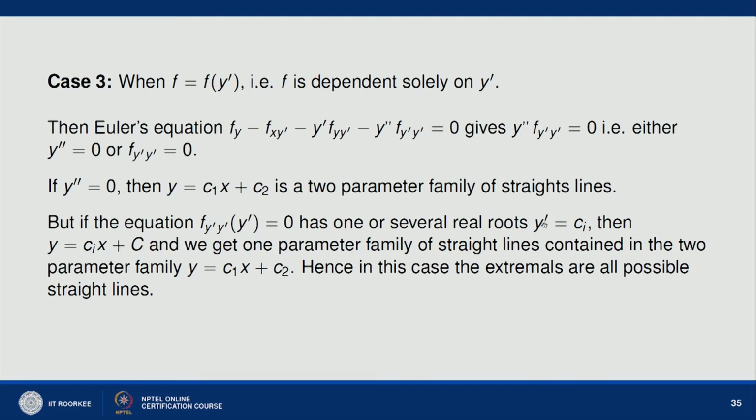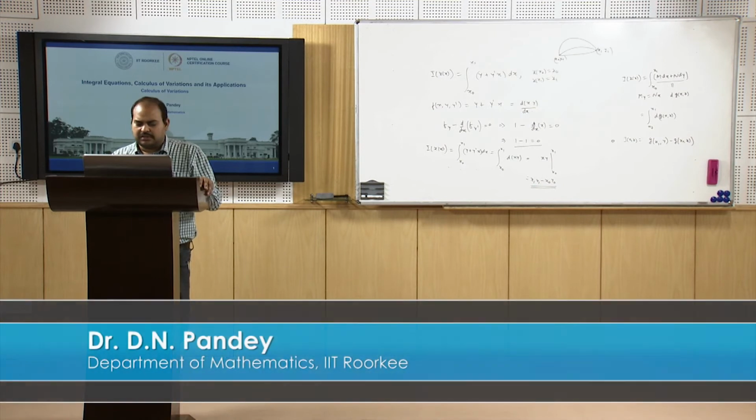So if we take the roots of this equation, y dash equal to c1, we can solve and get y equal to c1 x plus c as a solution. So in this case the extremals are all possible straight lines. So let us take one example based on this, and the example is quite interesting.